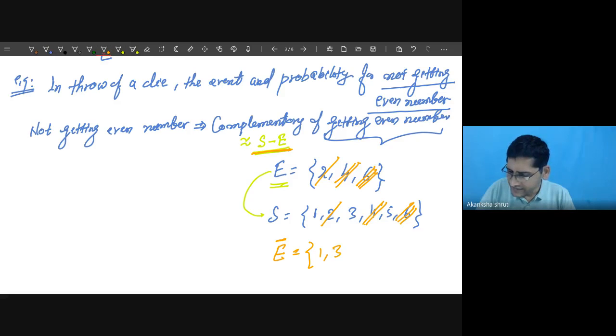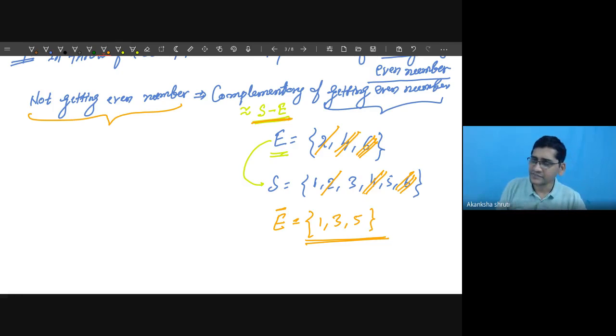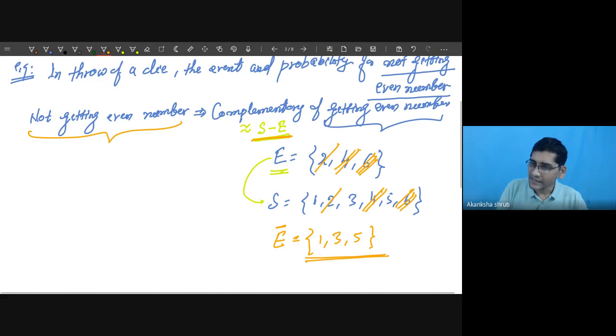What shall we write next? 3, 4 shall not be written. 5, 6 should not be written. So whatever this new set is that you are getting, it is just complementary to this occurrence. So not getting an even number is what? It can be written directly by removing the element, or just checking the number is not even, then we can write.